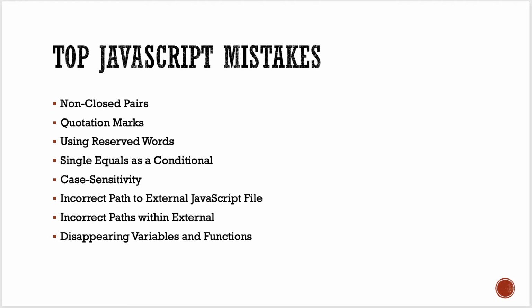JavaScript is case sensitive, so that's one of those things to keep in mind. One can also make a mistake of having an incorrect path to an external JavaScript file. So always make sure your paths are correct. One can also have incorrect paths within the external file, so that's another thing to make doubly sure. And the last JavaScript mistake that people might make has to do with variables and functions, making sure variables and functions are defined appropriately within the right scope.